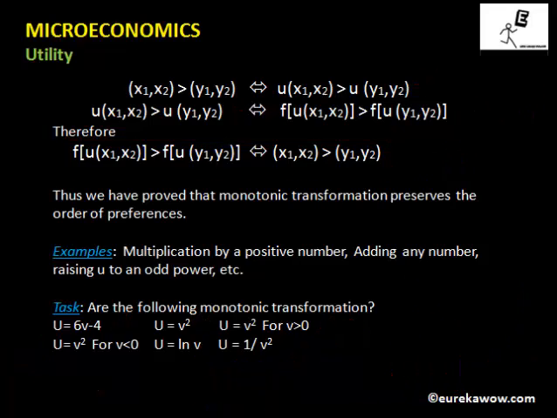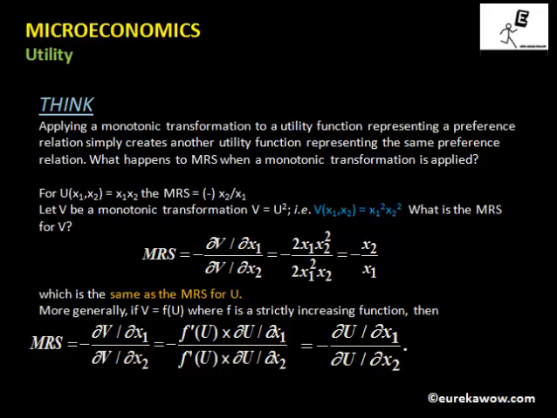Now, the last thing that we will be discussing in this chapter is a question. Applying a monotonic transformation to the utility function representing a preference relation simply creates another utility function that represents the same preference relation that we have defined. It's basically the definition of the monotonic transformation. Now the question is, what happens to the marginal rate of substitution? What happens to MRS when a monotonic transformation is applied? And the answer is there is no change.